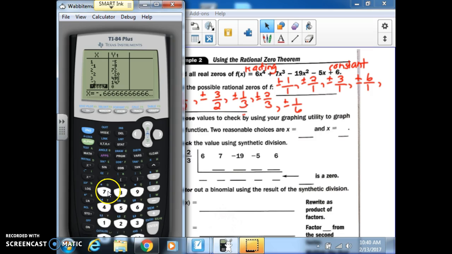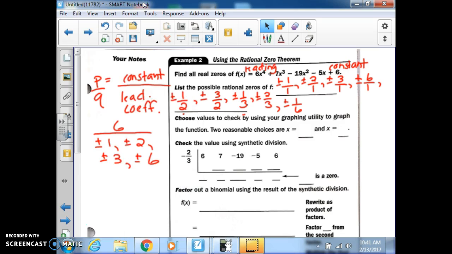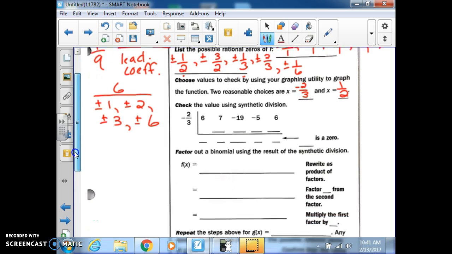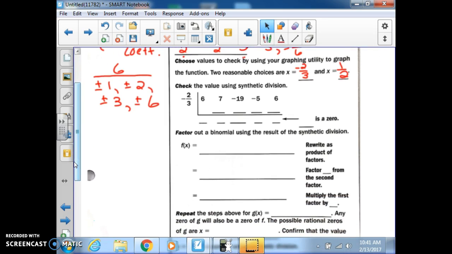All right, I also know that 1/2 is a 0. So I'm going to do 1 divided by 2. And I should get 0 in y1. All right, so I also get a 0 there. And it's run out of space, so that's why the 2/3 went away. But we know that -2/3 and 1/2 are zeros. Let's write those calculator steps down.